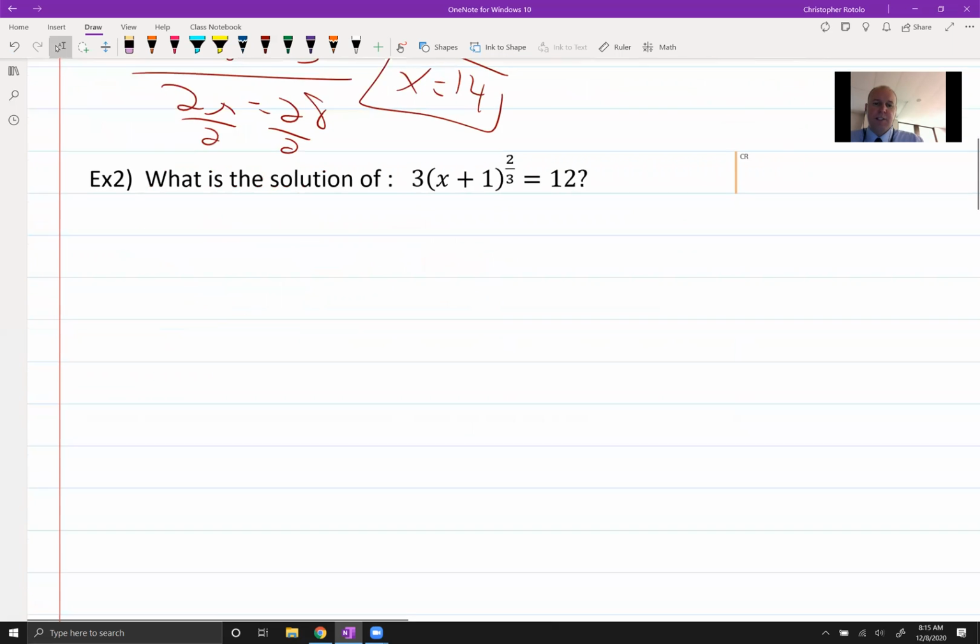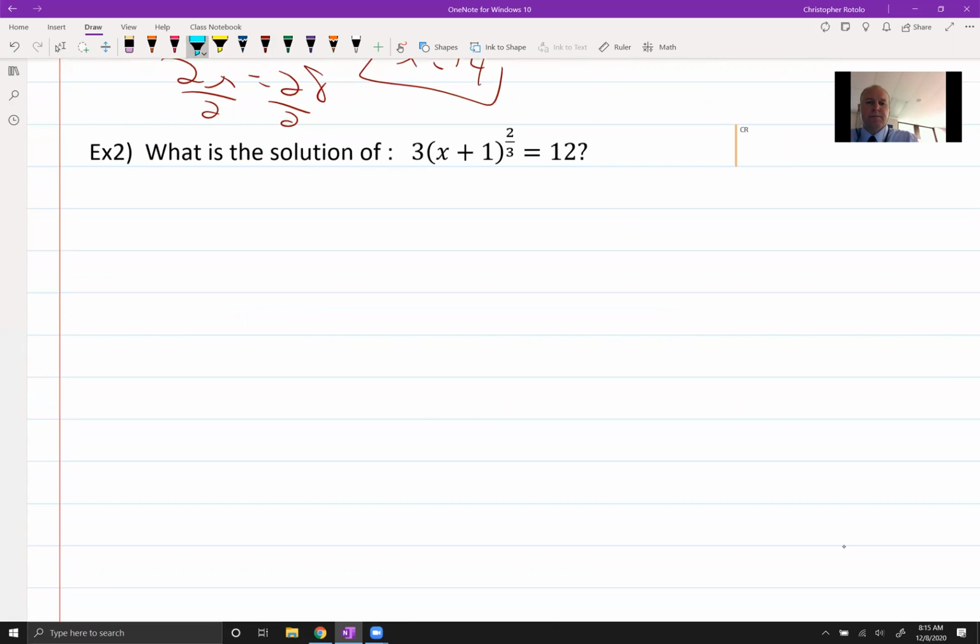So I have to get this parentheses, all right, to the 2/3 all by itself. So how do I get rid of this? Multiply by 3, divide by 3. You guys knew that. X plus 1, this is 2/3 power, 8 equals 4.